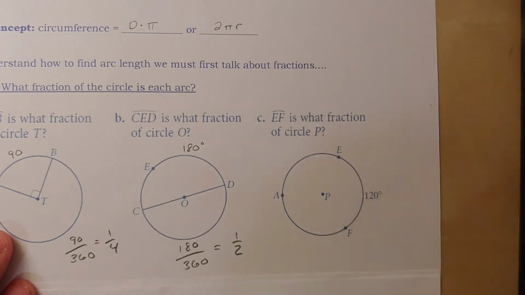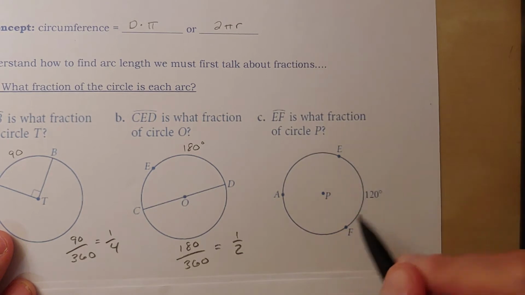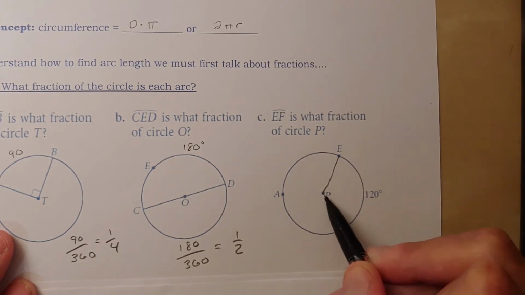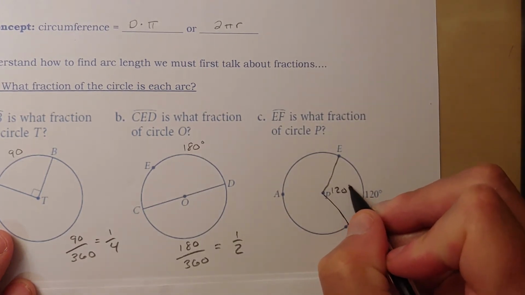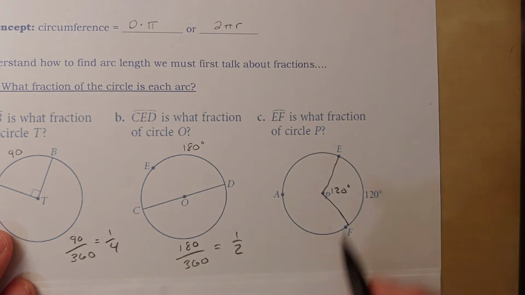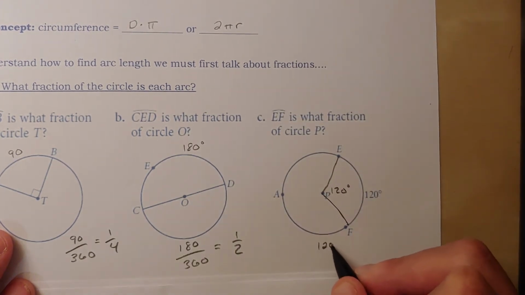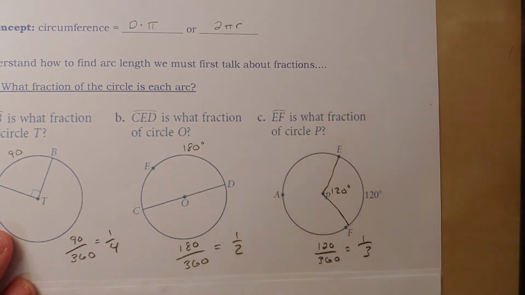How about arc EF? What fraction of circle P? EF is this arc right here that's marked as 120 degrees, which means the central angle here is also 120 degrees. Regardless, 120 degrees out of a total possible 360 means EF is 1/3 of the circle.